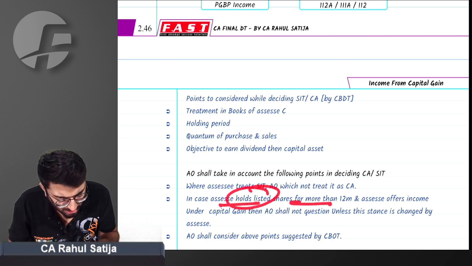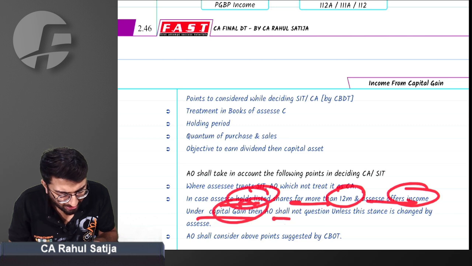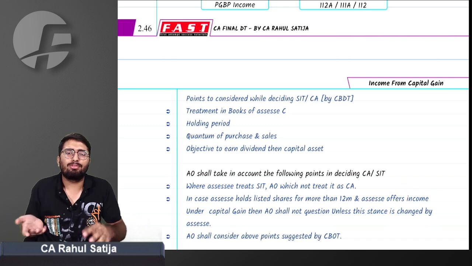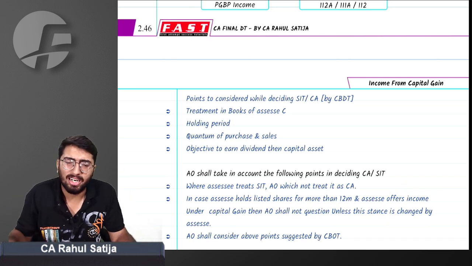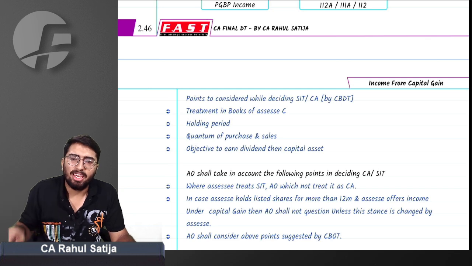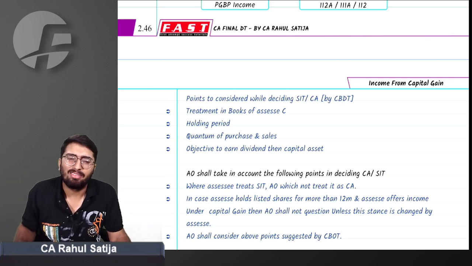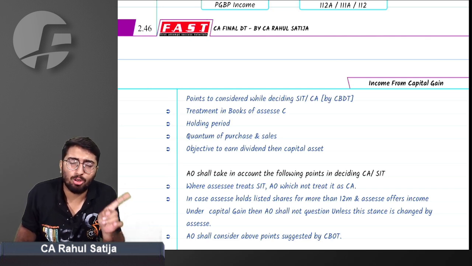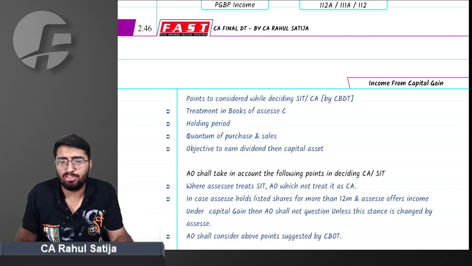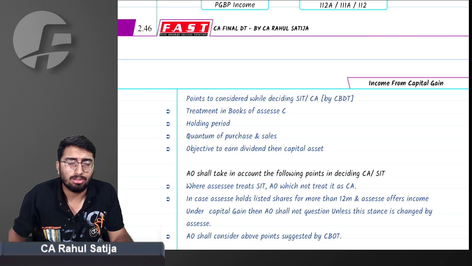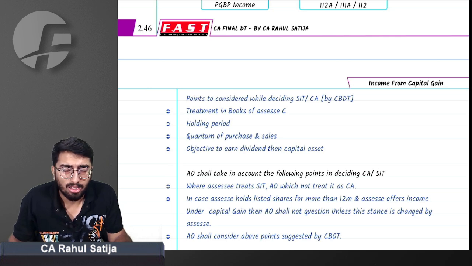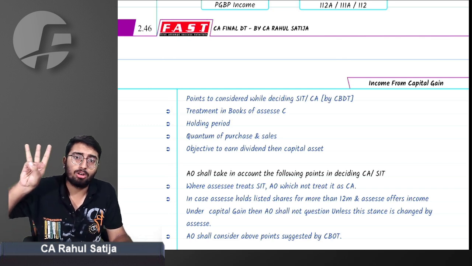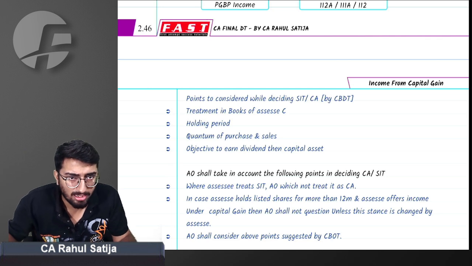In case SSC holds listed shares for more than 12 months and SSC offers such income under capital gain, AO shall not question unless the stance has been changed by the SSC. SSC has a habit of holding shares for long term, greater than 12 months. He has listed shares. He offers income under capital gain head. Why will AO argue in such case? CBDT specifically says AO will not argue unless SSC himself changes the stance and treats such assets as stock in trade. If shares are listed, held for long term, SSC treating as capital asset, AO will not question unless such a stance is changed by the SSC.